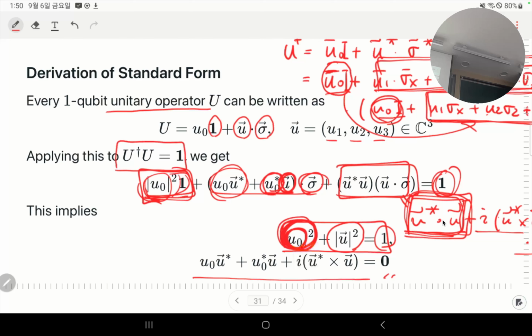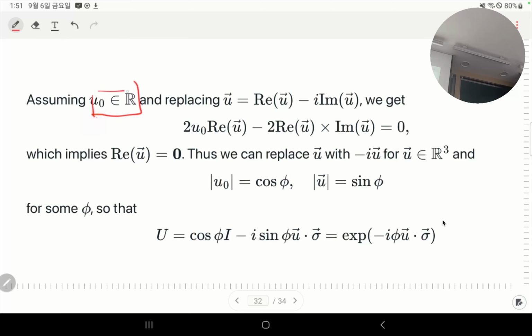So here we assume that u0 is a complex number, but it's the same as assuming that this u0 has zero phase in it. That means u0 normally should be some x plus iy, but I'm just ignoring this to be zero. So I can assume that u0 is a real number. Then what I get is the real part and imaginary part of the vector u. So vector u is not a real vector. It's still a complex vector.